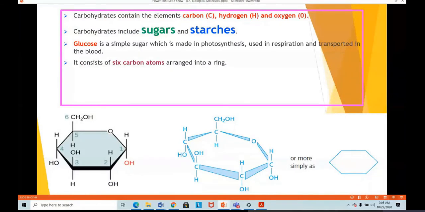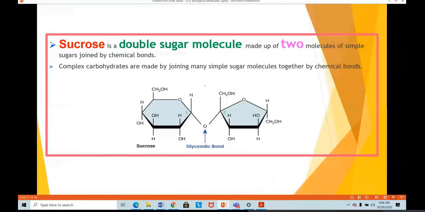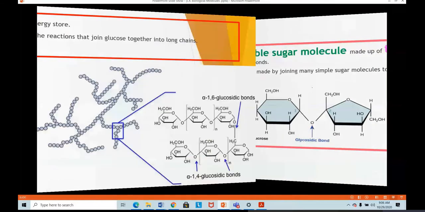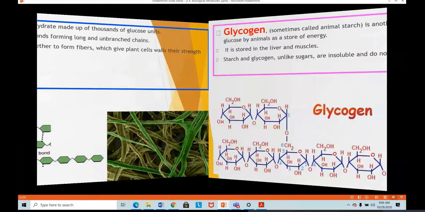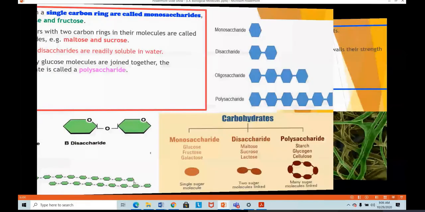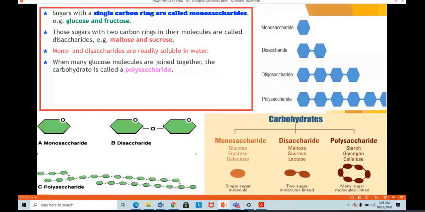So what is the simplest unit of carbohydrates? Sugar. Sugar, very good. Glucose is the simplest unit of carbohydrates. And yesterday we also discussed about the classification of carbohydrates. So how can carbohydrates be classified? What are they classified into? Monosaccharides, disaccharides, and polysaccharides. Excellent.